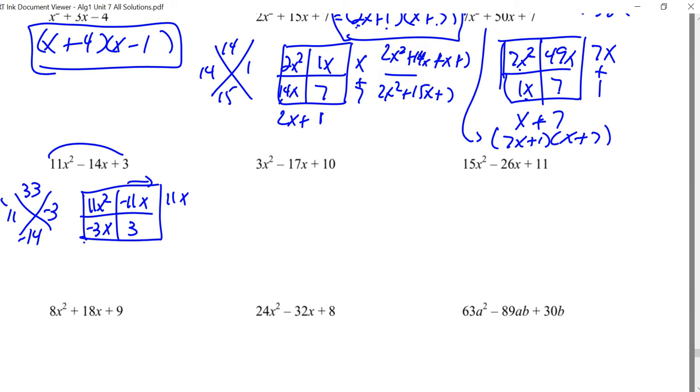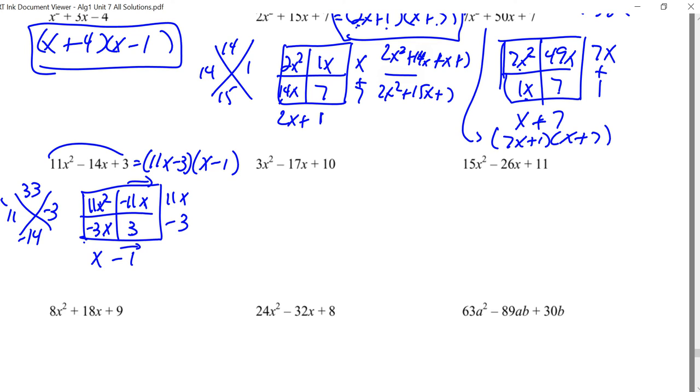See how the first guy, when I'm going this way, is negative, so I have to take out a negative. That means it's a negative 3 they have in common. They have a 3, but I have to have a negative because that first guy is negative. 11x squared and negative 3x have x in common. Negative 11x and 3 have a negative 1 in common. So the factors of this guy are 11x minus 3 and x minus 1.